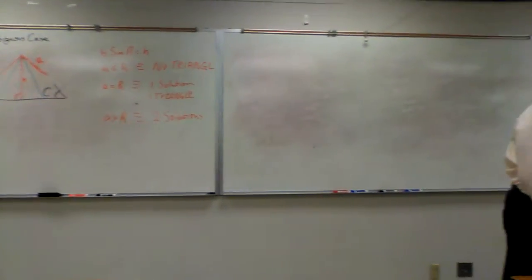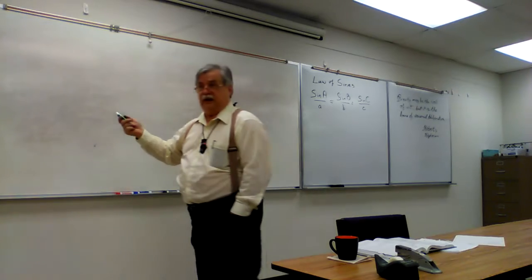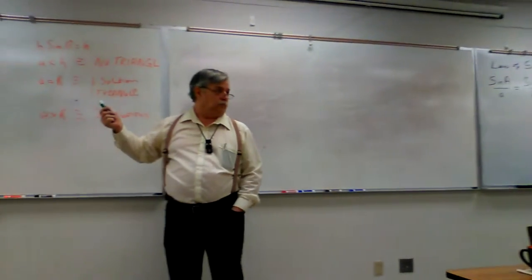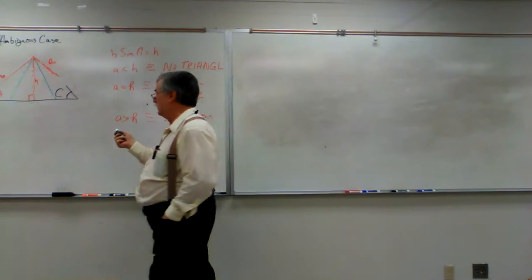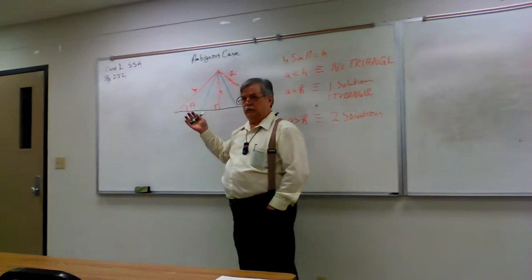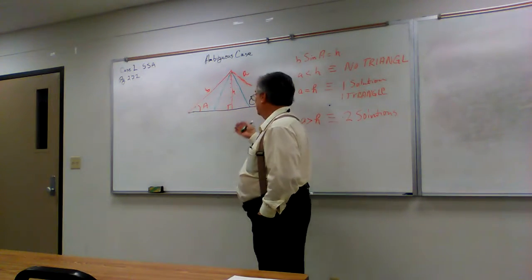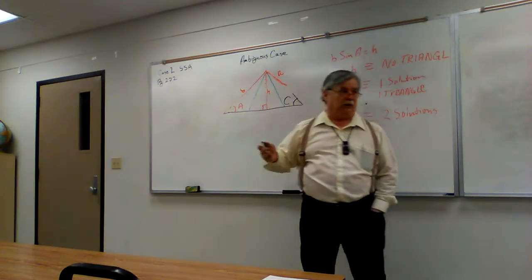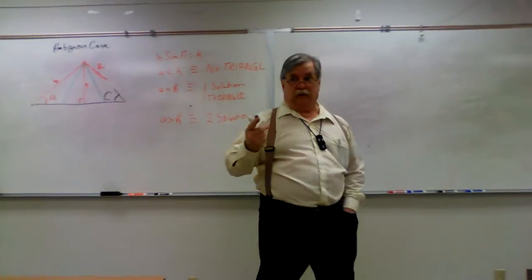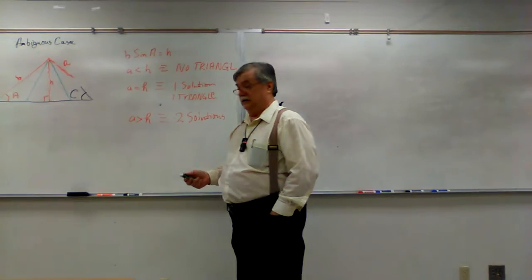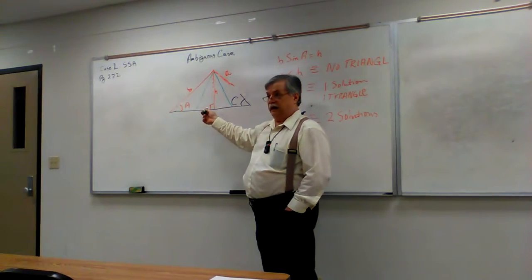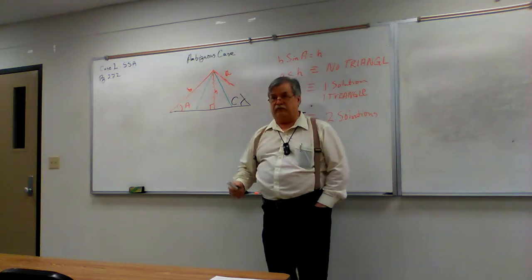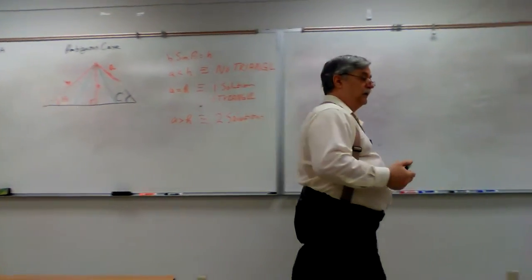All right, does everyone understand this? Do you see how you can end up with literally three cases? The one case where there's no solution, the one case where you get one and only one solution, it forms a right triangle. But if A is longer than that height, then you're going to have two solutions.